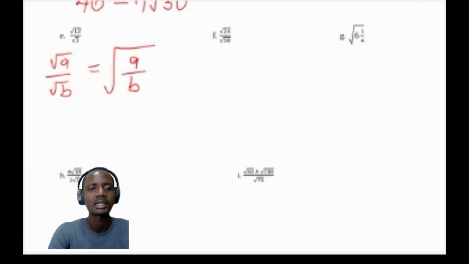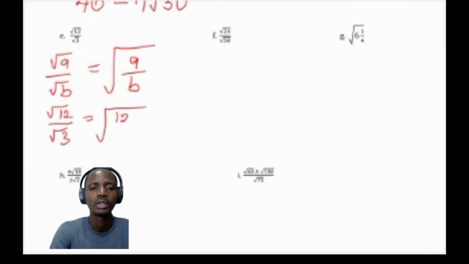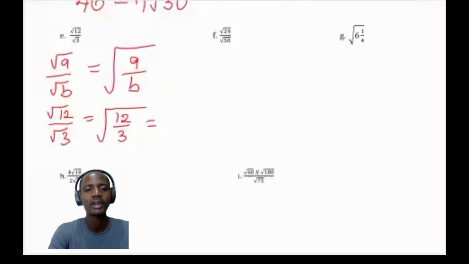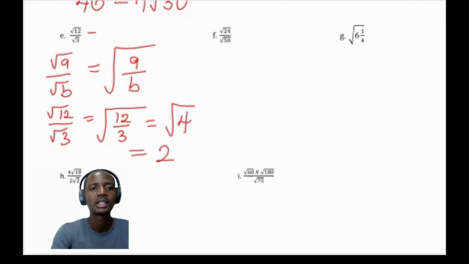So I can have root 12 over root 3 as root 12 over 3. You see, that saves me so much stress. I do not have to express root 12 in basic form before solving. So that gives us 12 divided by 3 is 4. So I can have root 4. And we know that the square root of 4 is equal to 2. So it means this is equal to 2. Quite simple, right?